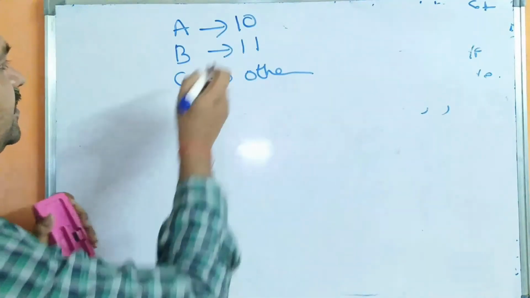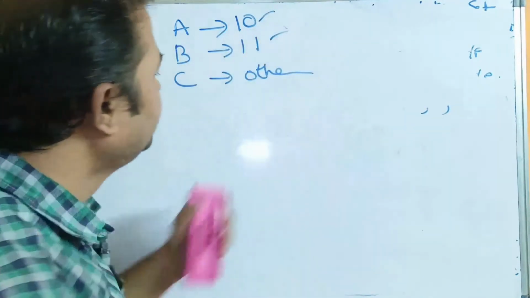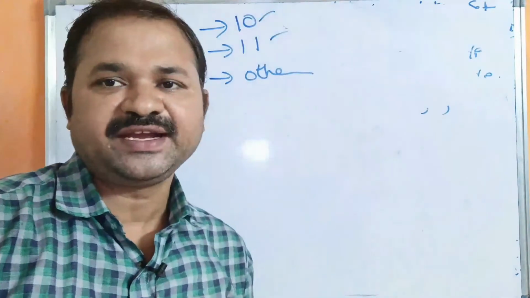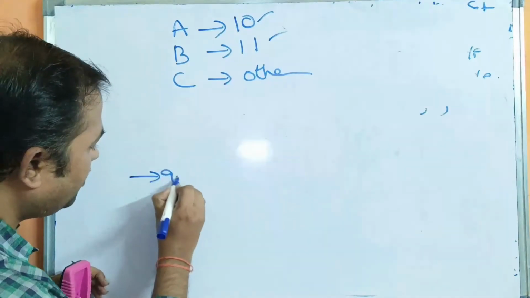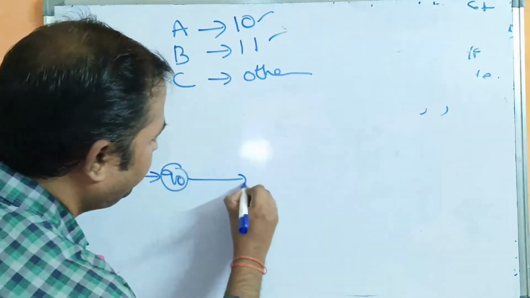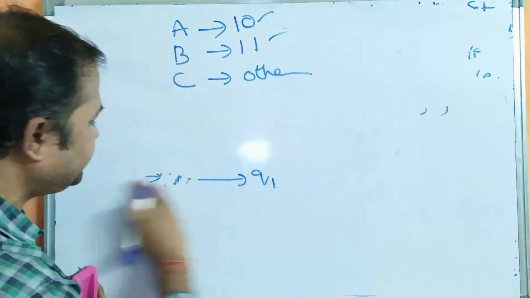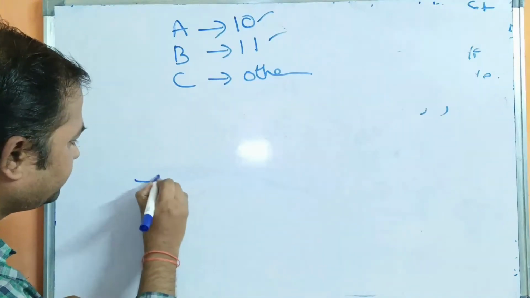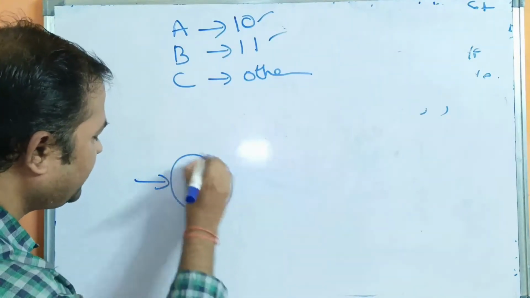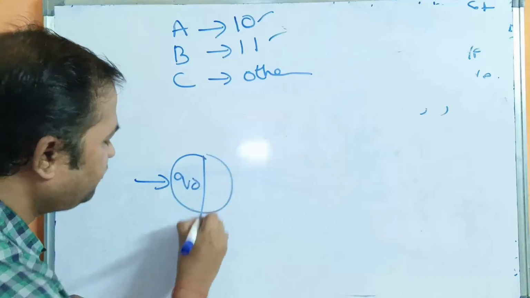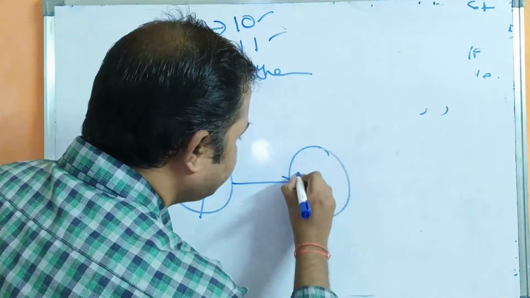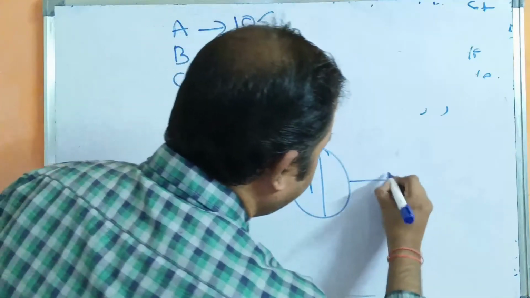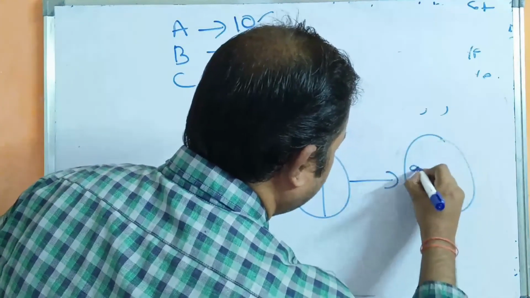So here, if you take 10 or 11, the string contains 2 letters. So 2 plus 1, totally we require 3 states. Q0 is the starting state, whereas the remaining 2, let us draw in big circle. Why? Because in a Moore machine we have to specify the output within the circle only. Next Q1, next Q2.